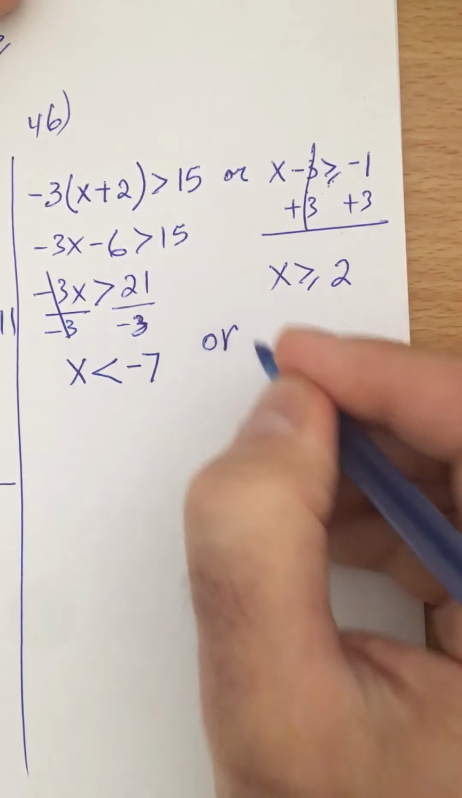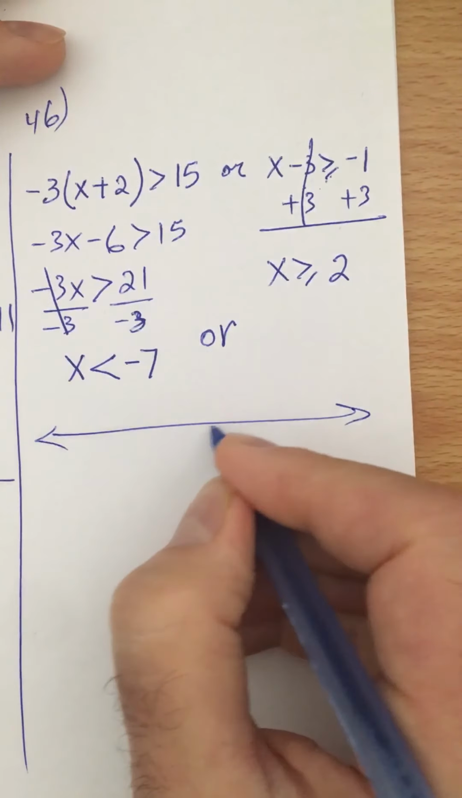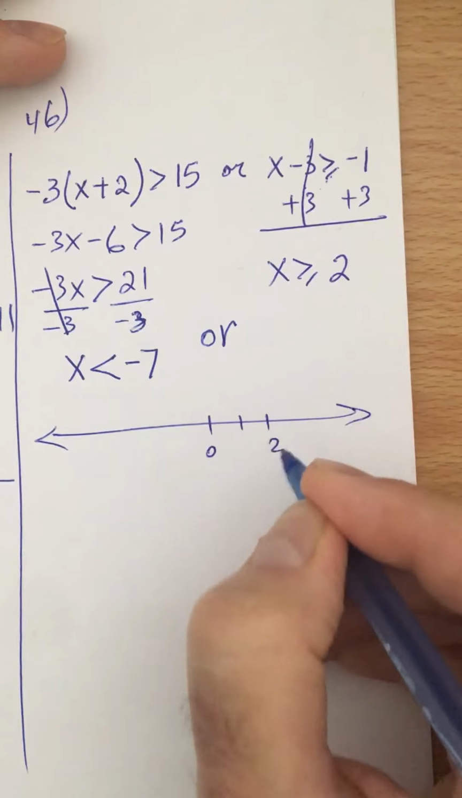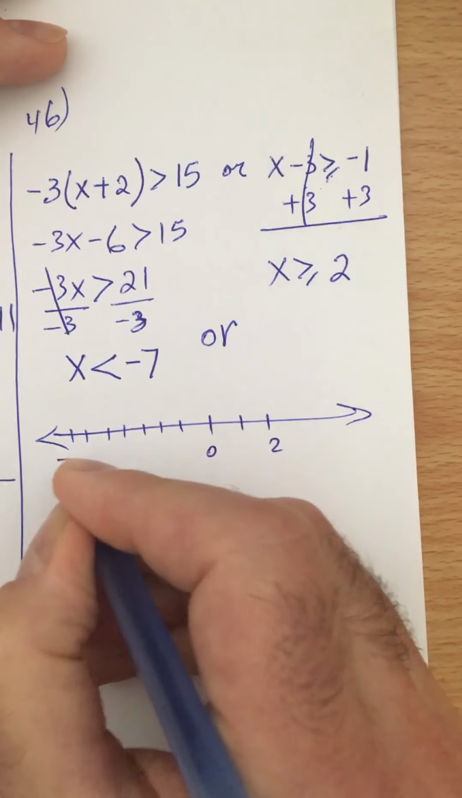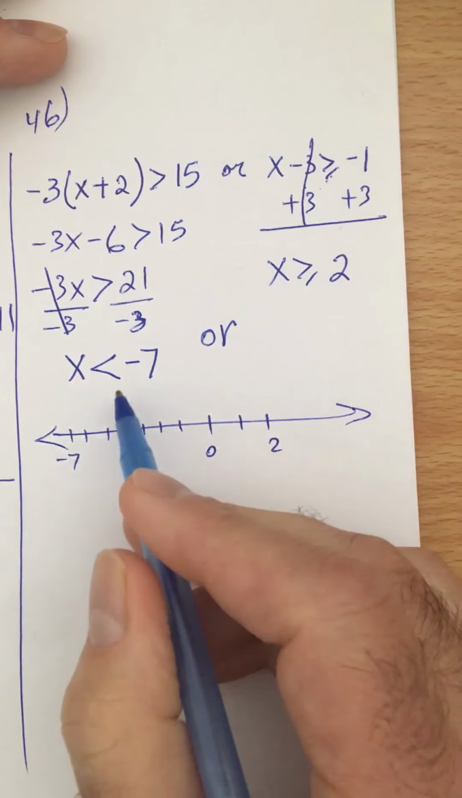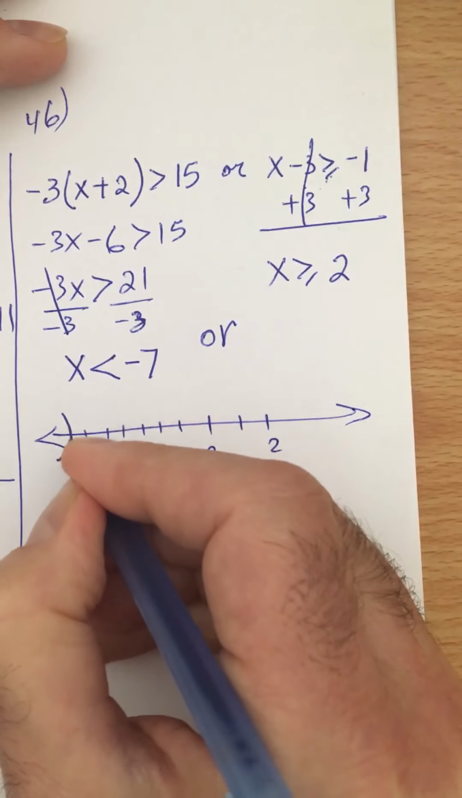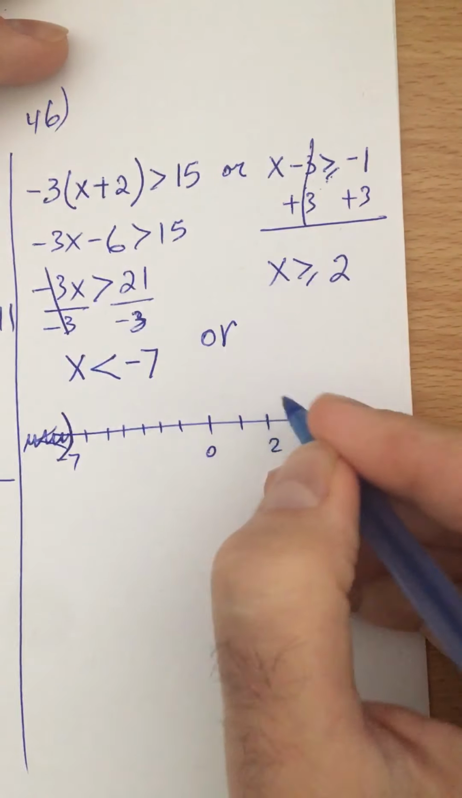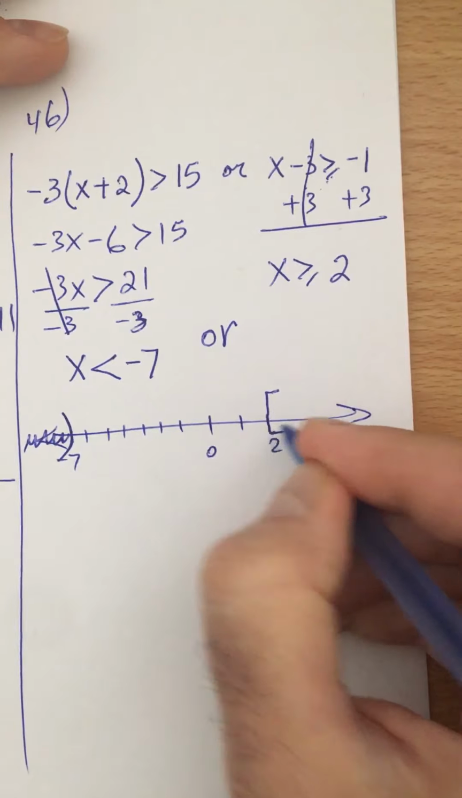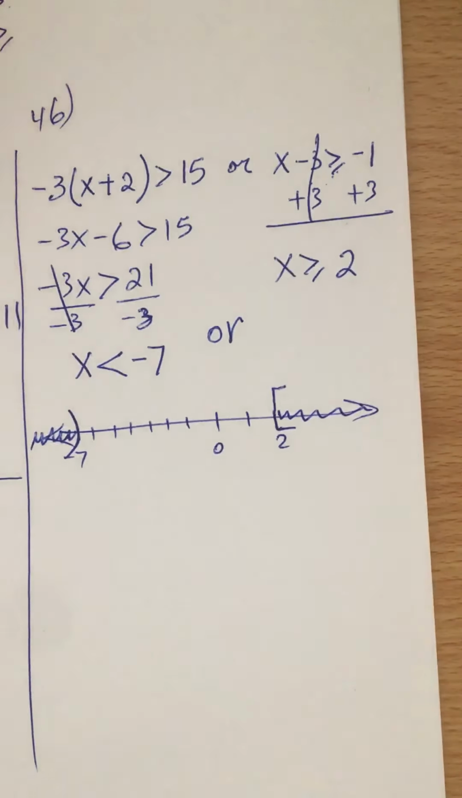Obviously, there's a word or in the middle. So how do I show it? How do I graph it? 1, 2, 3, 4, 5, 6, 7. There's negative 7. So x is less than negative 7. Negative 7 is not part of the solution. I put a parentheses and highlight to the left. X is greater or equal to 2. Put a bracket because 2 is part of the solution. And there you go.